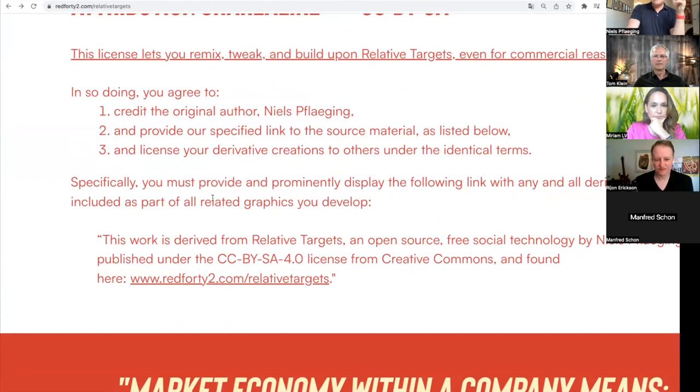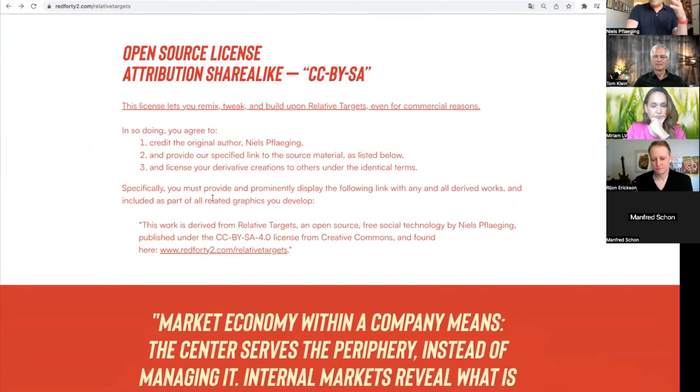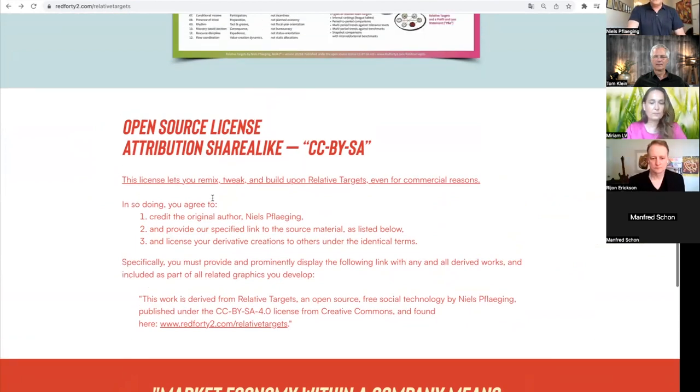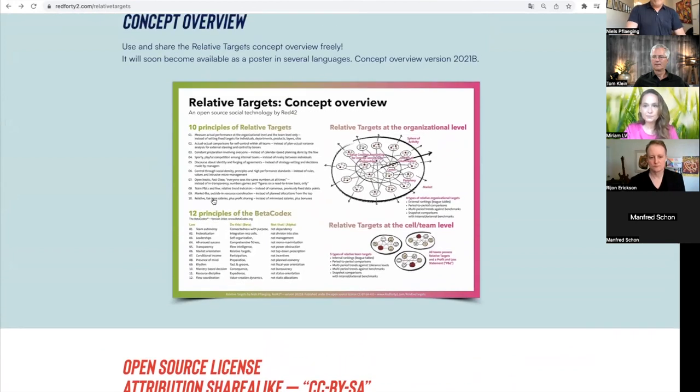Second, provide the specified link to the source material, which is this page, and license your derivative creations to others under the identical terms, which means you can produce great stuff around relative targets, even improve it, add features, but you have to keep these features, these increments, these inventions open source under the same license. Otherwise, you would break the open source license, and I would personally get after you, you know, on a white horse and hunt you down, something like that.